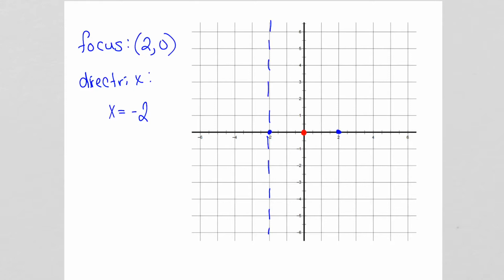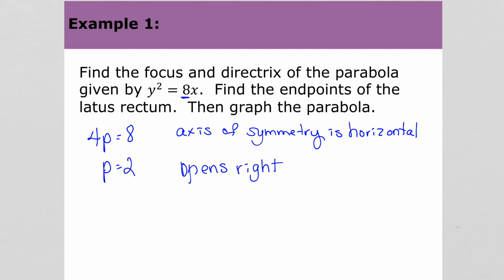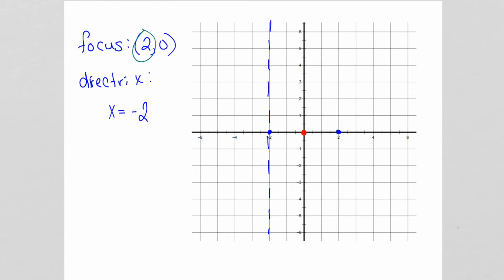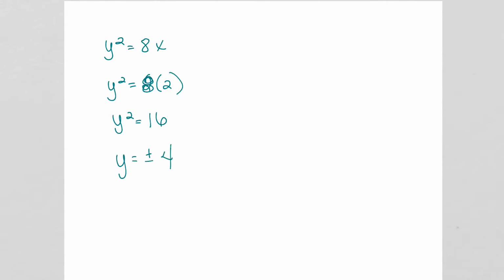Now we're almost ready to graph this, but we need to find our 2 points. In order to find our 2 points, that's going to help us find our latus rectum. Our 2 points, we're going to plug in the x value of our focus to find our 2 points. So it's going to give us a point up here and a point down here to help us graph. So we've got our equation is y squared equals 8x. So we have y squared equals 8 times 2. This should be an 8. So y squared is 16, which means y is plus or minus 4.